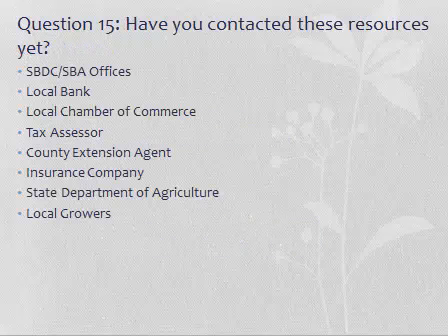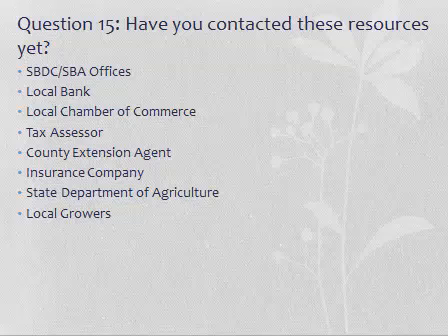And finally, question 15 says, have you contacted these resources yet? There are some resources available to you: the small business associations, your local chamber of commerce, county extension agents, insurance companies, departments of ag, tons of places that you can go to get additional information. I know that's a brief overview, but if you will take time, read the entire chapter in depth. As you do that, complete the handout, and then when you finish, go ahead and complete that open book quiz.